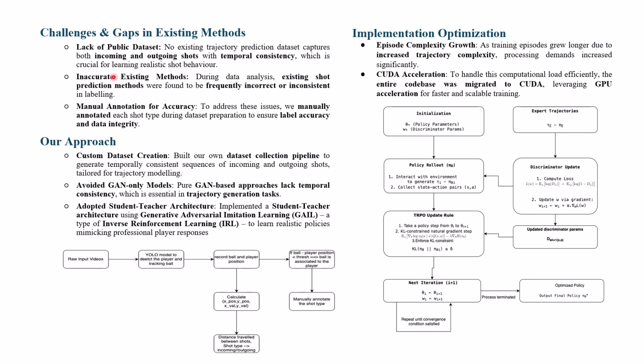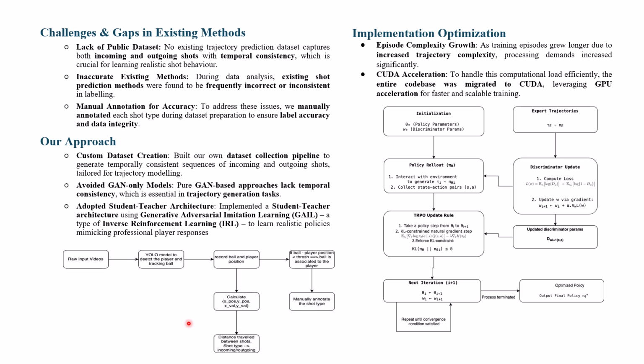One of our biggest gaps was the lack of public datasets that cover temporally consistent shot trajectories. We also found that many existing methods mislabeled shots or predicted unrealistic behaviors. So we decided to build and annotate our own dataset to ensure accuracy. To overcome the limitations, we built a custom data pipeline for consistent incoming and outgoing shot sequences.